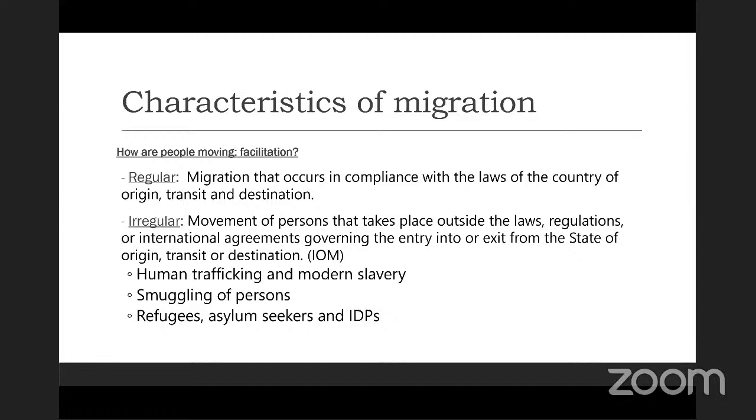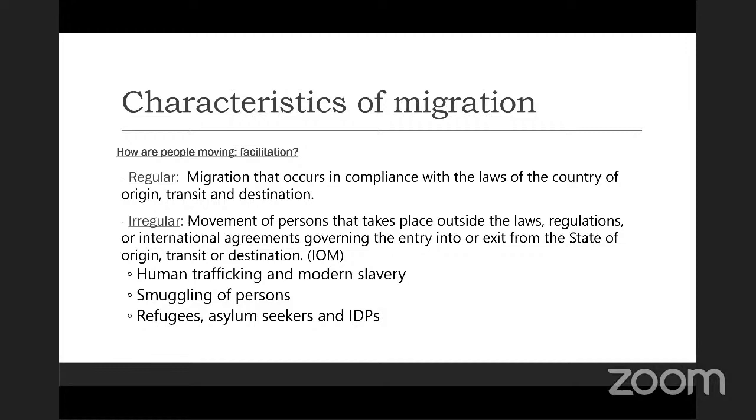Of course, even regular migrants have their own types of vulnerabilities that they could experience, and things that make their journeys different, not always easy as well. Irregular migration is where we're looking at movement taking place outside of the law. The very typical examples here are entry into a country or exit from your country of origin. And here we're talking about movements that have a human trafficking and modern slavery element to them.